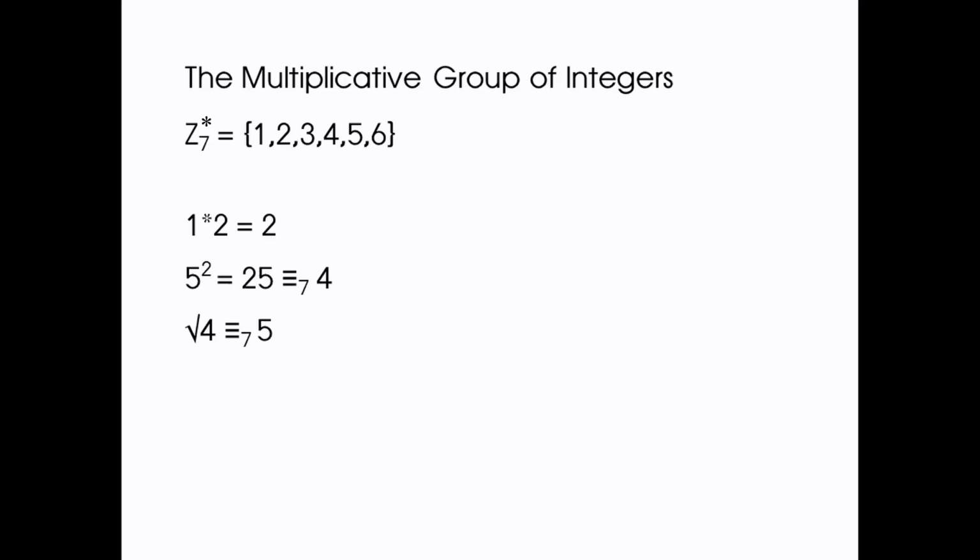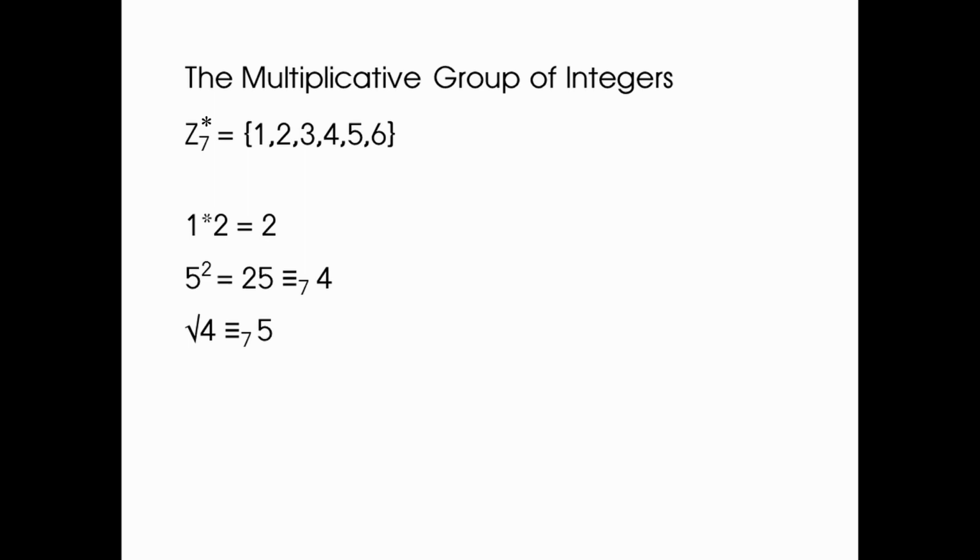And in this case, Zn does not contain all the numbers from 1 to n minus 1. It contains just a subset, but it doesn't make any difference in terms of the multiplication operations. So in Z7, we have the numbers from 1 to 6, and we do multiplication using the modulo operation. So for example, 1 times 2 is 2, and 2 is in the set, so there is no need to do any modulus. But if we do 5 squared, the result is 25, which is outside of the set of numbers from 1 to 6.